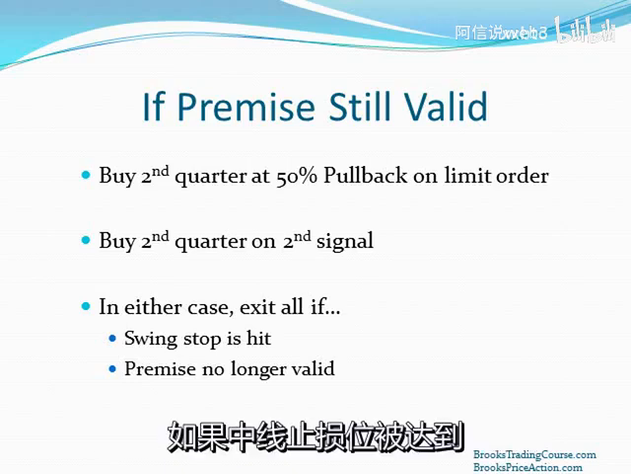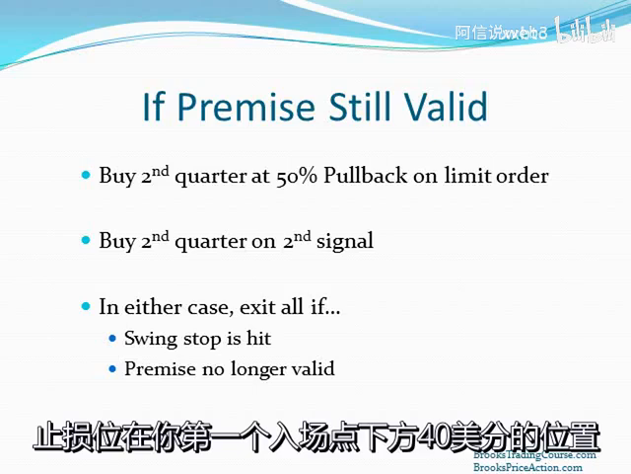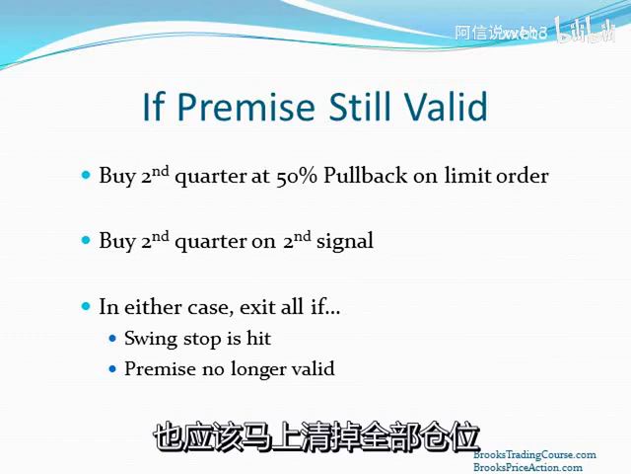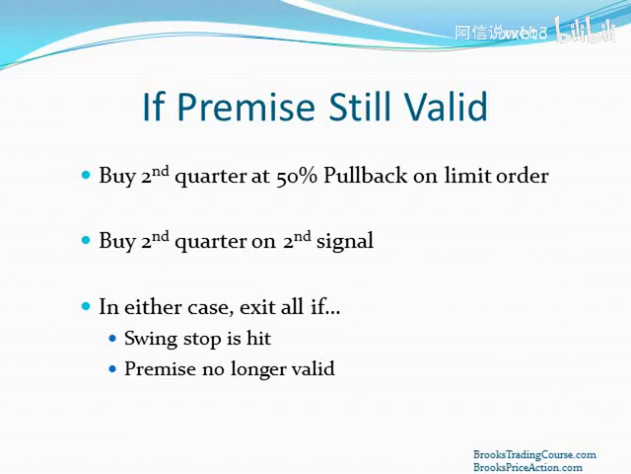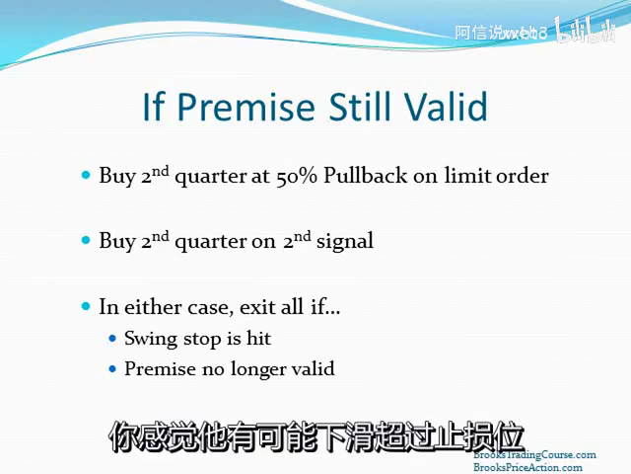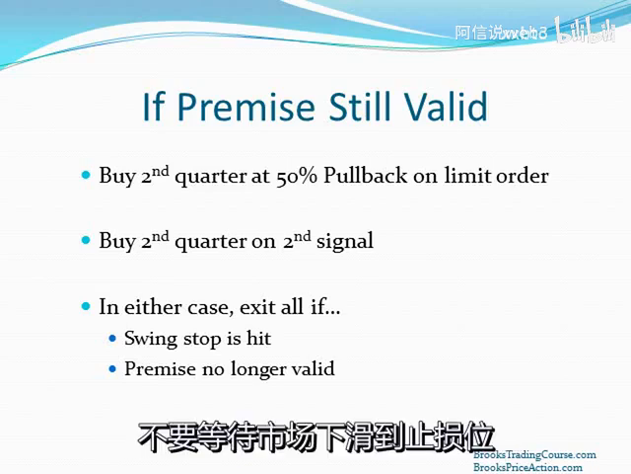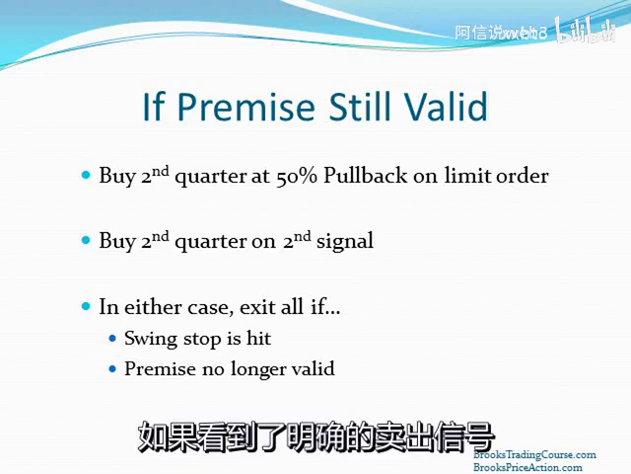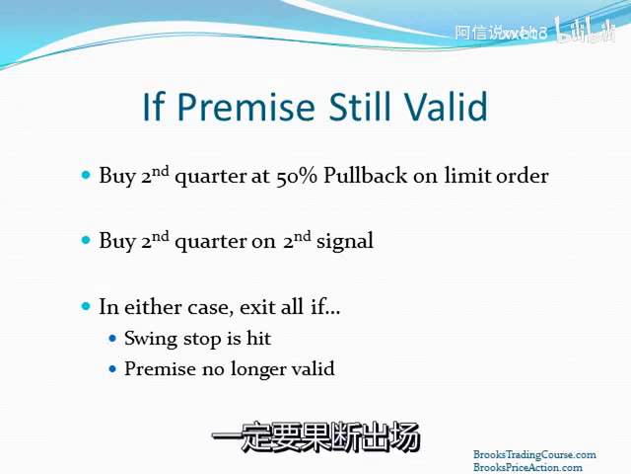In either case, you exit all if the swing stop is hit, the swing stop being 40 cents below your original entry. And you also exit everything if you feel that your premise is no longer valid. For example, if you bought believing it was a bull trend and now it's converting into a trading range, and you think it may even go below your swing stop but then turn up, don't wait for it to get down there. Once you believe that your original premise is no longer valid, get out. And you certainly need to get out if you see a convincing sell signal, especially one that is strong enough to convert the market to always in short.